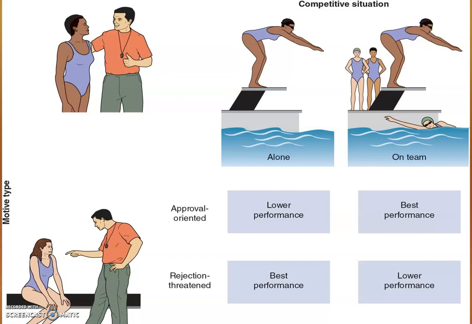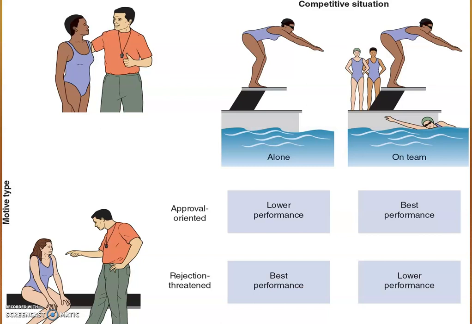Now, the personal situation here is are you more social approval or are you more social rejection? So you see on the left, you see approval oriented, and then you also see rejection threatened. So as you look at this chart, notice what happens. The individual who is more approval oriented, they are going to do better on a team environment because they are motivated by trying to not only get the approval of their teammates, but to show their teammates that they can perform at a high level.